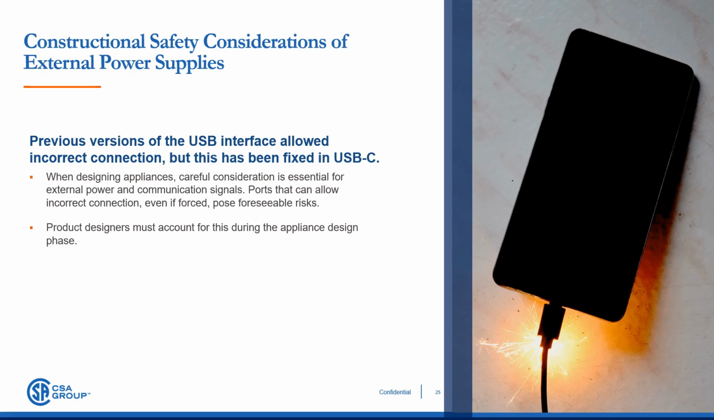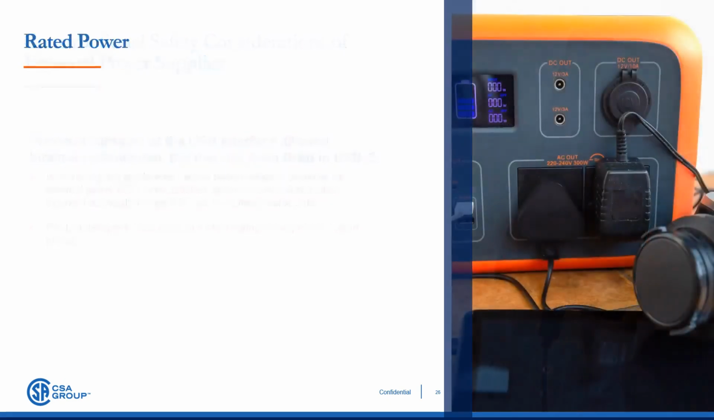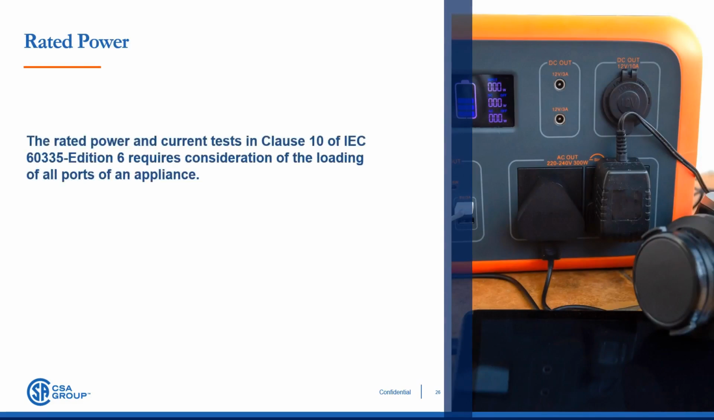The 6th edition of the IEC 60335-1 standard introduces requirements for the loading of appliance outlet ports to evaluate the impact on the overall product ratings during the power input and current tests in Clause 10. USB, whether implemented as a power input or potential appliance output, requires careful consideration in determining the overall product ratings based on the marked outlet load.